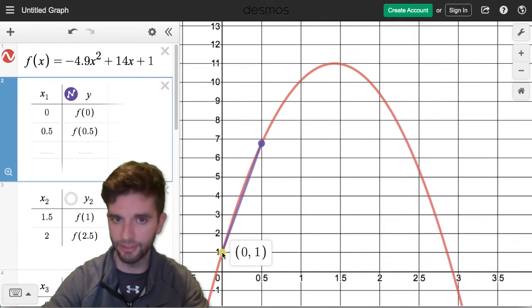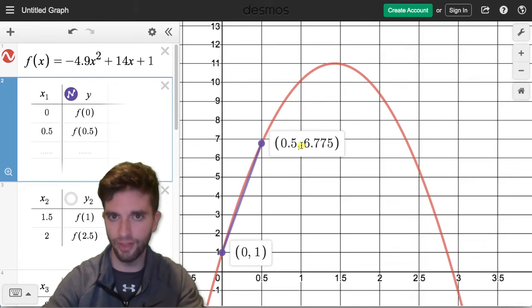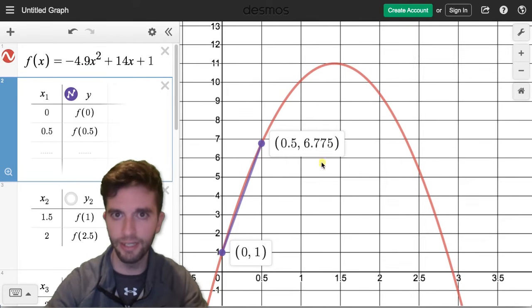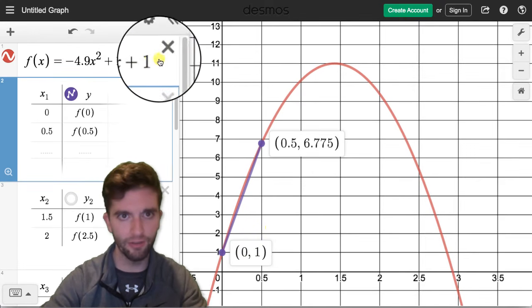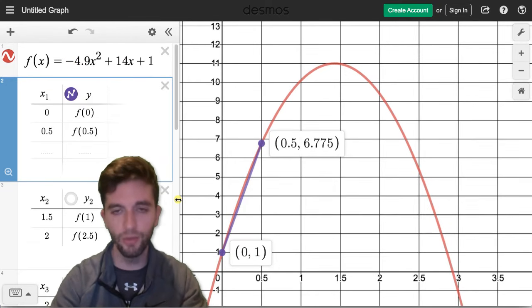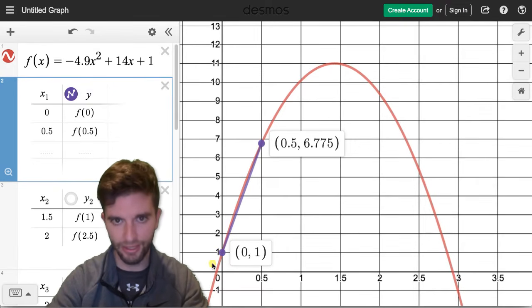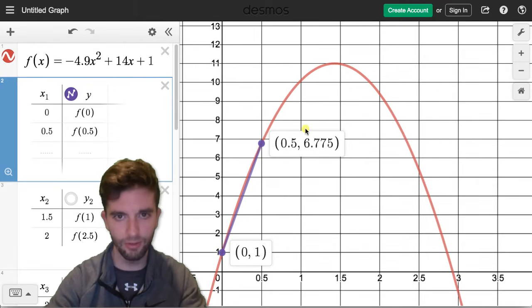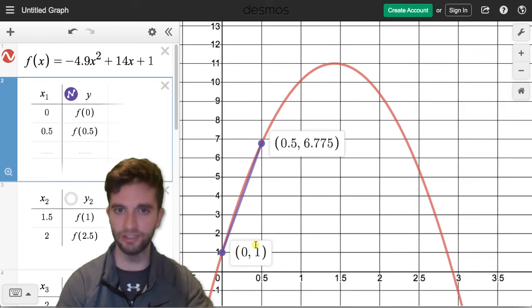Here's the height when time is 0, it's at a height of 1, and here's the height when time is 0.5. The height is at about 6.775. And we could calculate those y values, right? We could calculate those y values just by plugging those x values into this function here, and that's what Desmos is doing for us. So we know the coordinates of those points. We could find the average rate of change of the height by finding the slope of that secant line. And when you have 2 points on a line, finding the slope of it is easy. Just change in y over change in x, or like in this question, change in h over change in t.